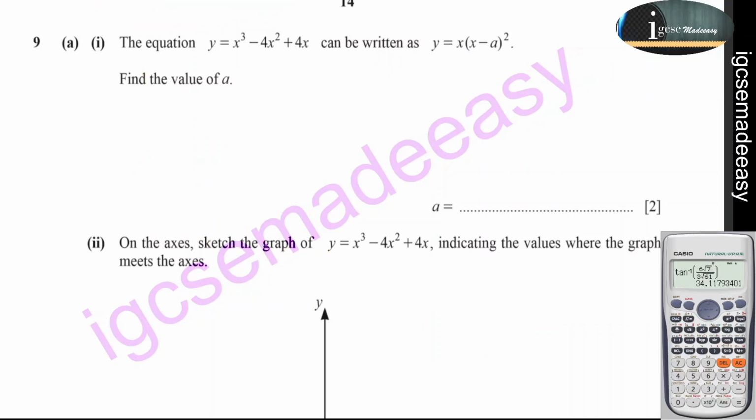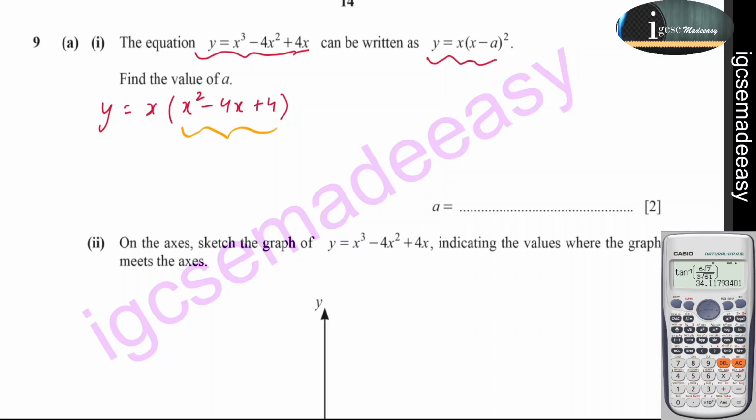The equation y equals x cube minus 4x square plus 4x can be written in this format: y equals x into x minus a, whole square. It's actually the format of completing the square. If you remember completing the square, let's use that to find the answer. Completing the square can be solved for a quadratic equation, so make it a quadratic. y equals, let's take x out, and inside we'll have a quadratic: x square minus 4x plus 4. Now we will use completing the square here.